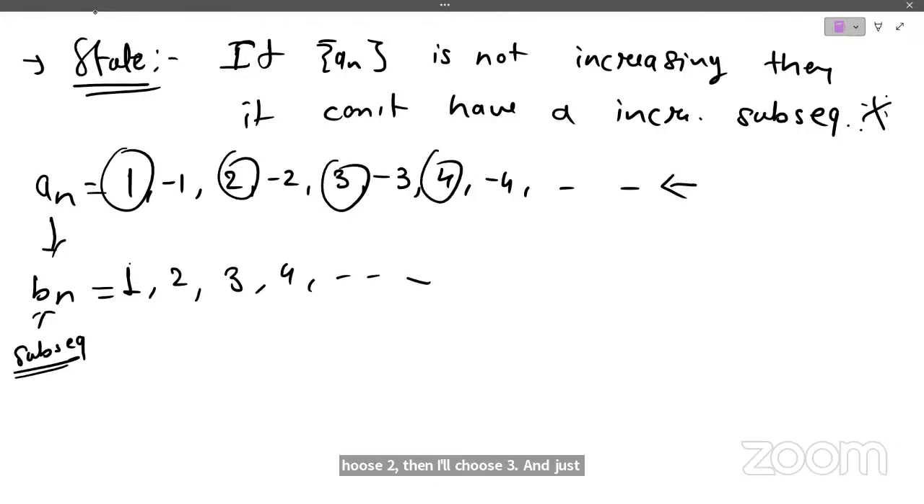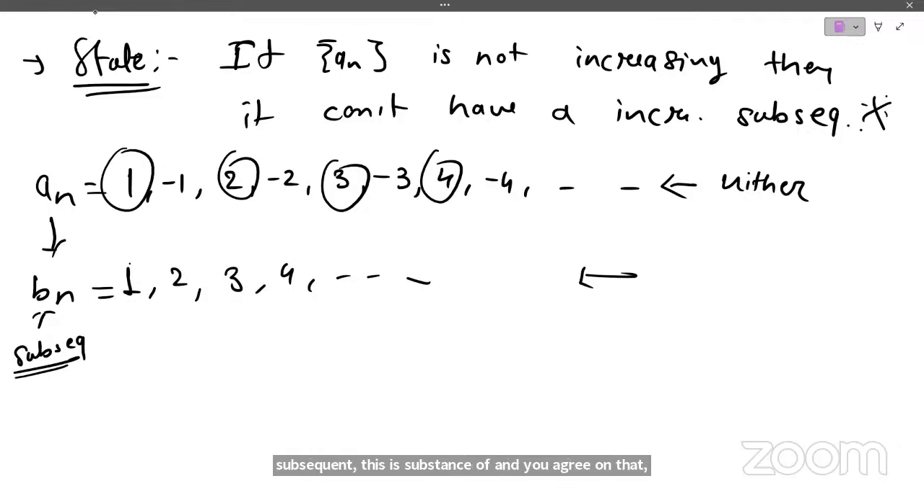So here, is this sequence increasing, decreasing, or neither of them? Neither of them, yeah, correct. Because from 1 we go to minus 1, so we are decreasing, then from minus 1 to 2, again we are increasing. So that means this sequence is neither, right? But this subsequence is a subsequence of an. You agree on that, right?